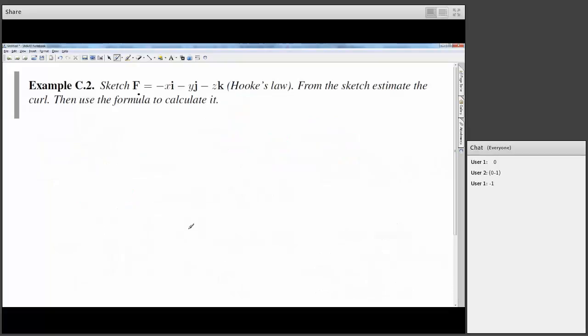So let's do another one. This is another vector field.